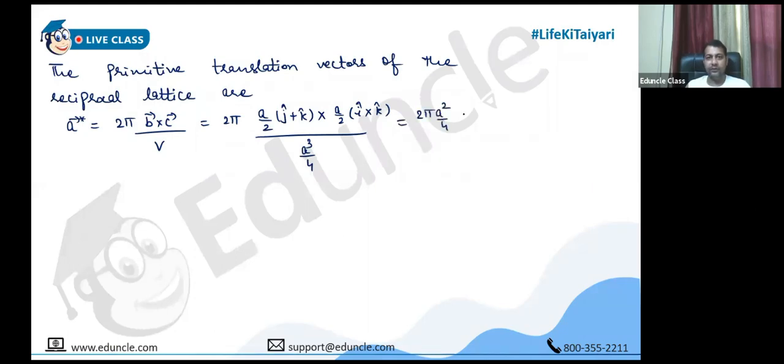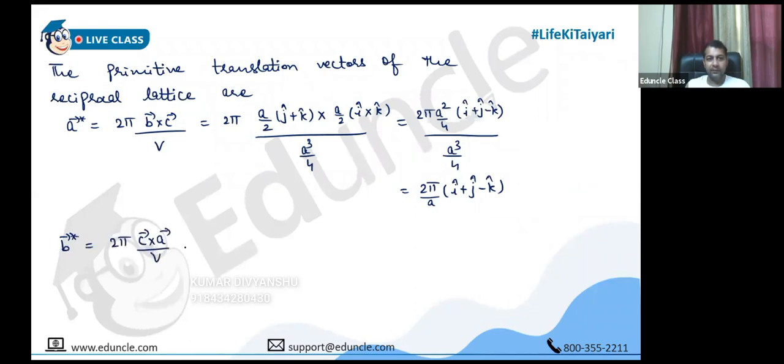A square by 4, and this dot product we have already calculated. This was i plus j minus k. So it will be 2 pi by a, i plus j minus k. Is it? Please check. This was i plus k. I have written cross over there.